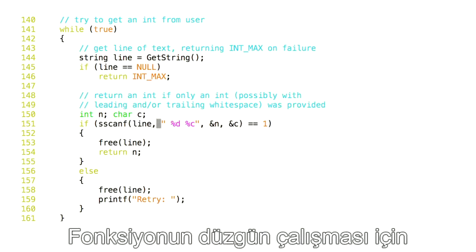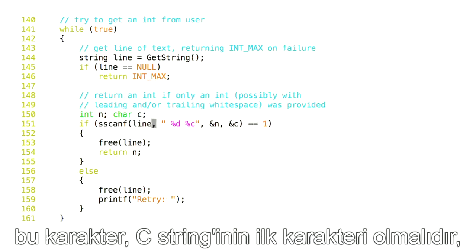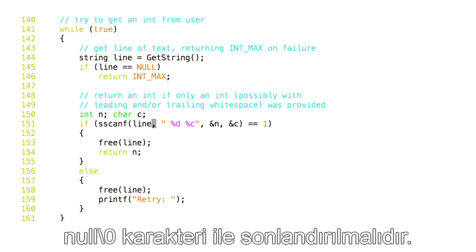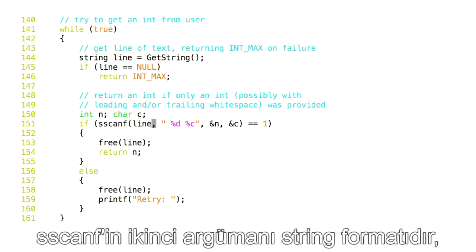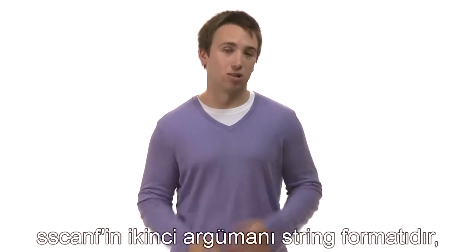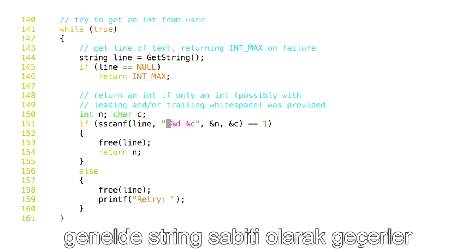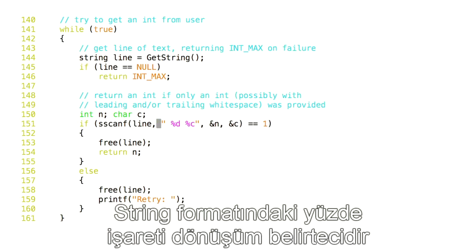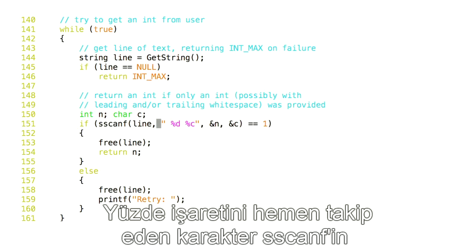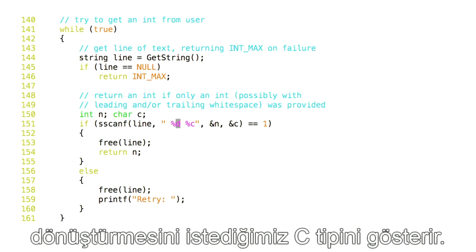And for the function to work properly, that character should be the first character of a C string, terminated with the null \0 character. This is the string to parse. The second argument to scanf is a format string, typically passed in as a string constant, and you might have seen a string like this before when using printf. A % in the format string indicates a conversion specifier, and the character immediately following a % indicates the C type that we want scanf to convert to.